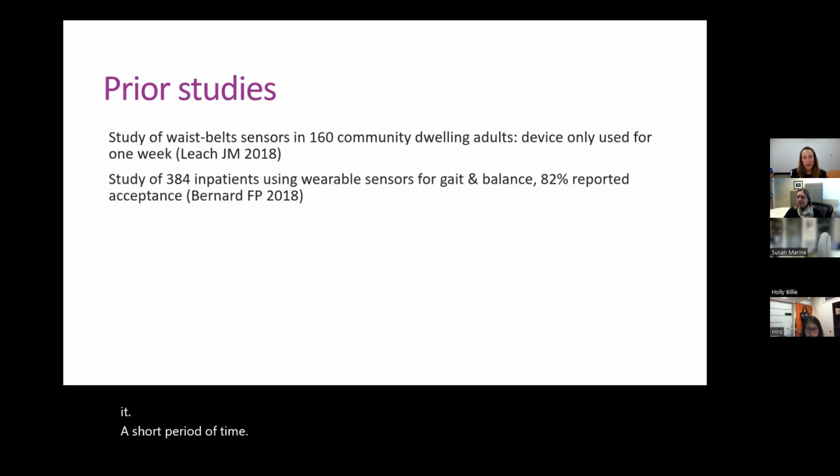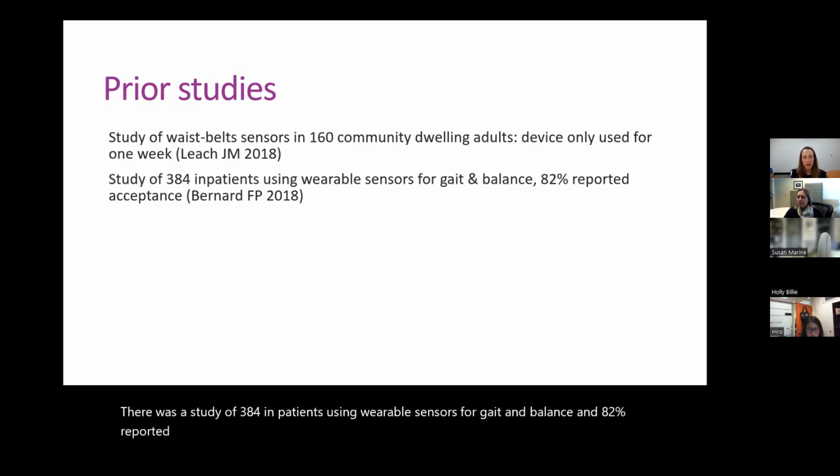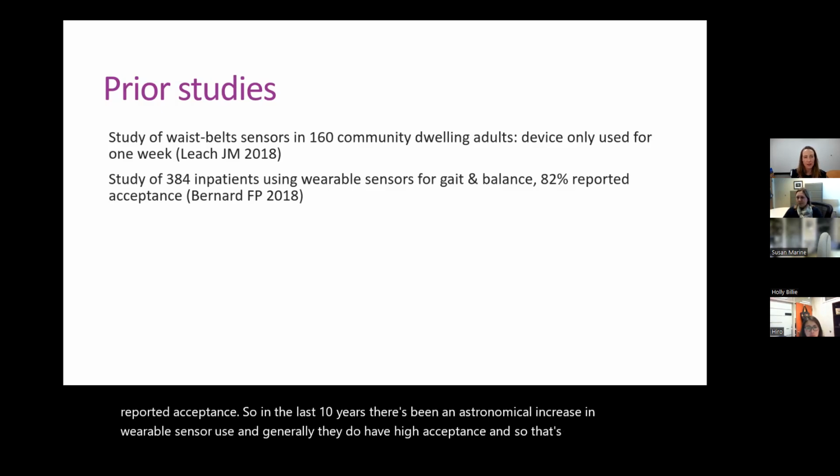There was a study of 384 inpatients using wearable sensors for gait and balance, and 82% reported acceptance. In the last 10 years, there's been an astronomical increase in wearable sensor use. And generally, they do have high acceptance. And so that is a facilitator of this research.